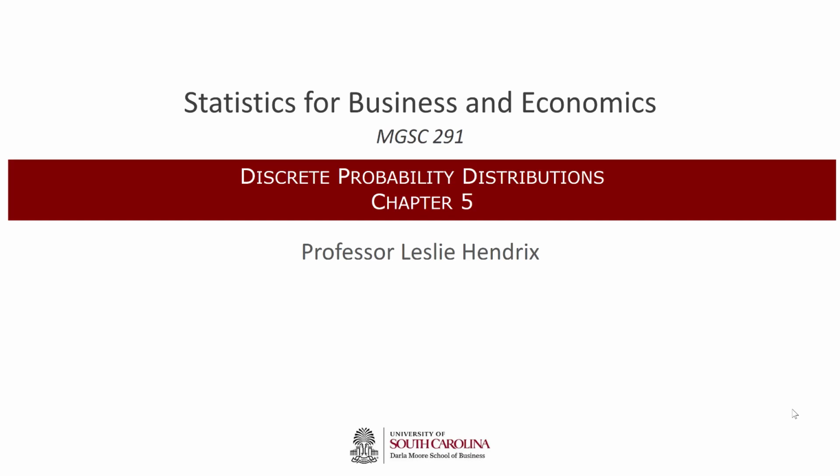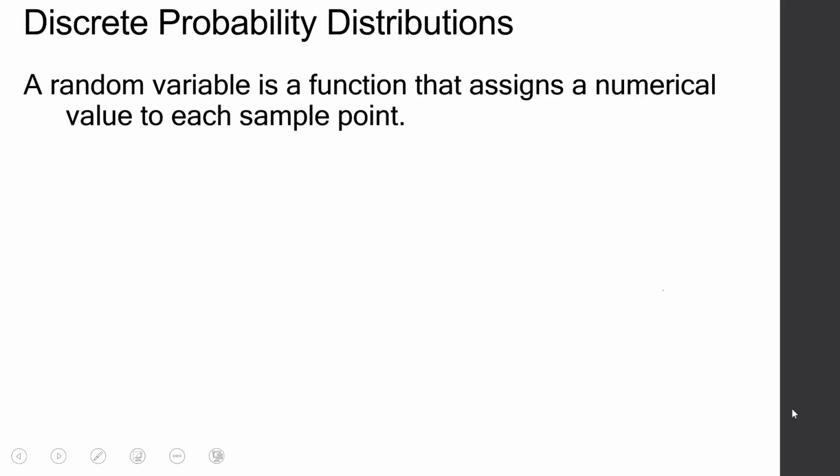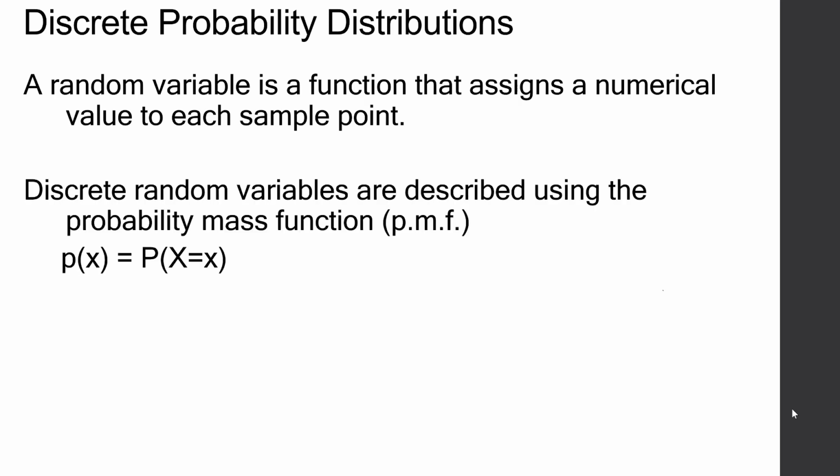Welcome to our lecture on discrete probability distributions, Chapter 5 in your text. So, a random variable is a function that assigns a numerical value to each sample point. Discrete random variables are described using the probability mass function, or PMF. So, the probability of an individual x is denoted as P of x, big X equaling little x. Big X is the variable, little x is the outcome.